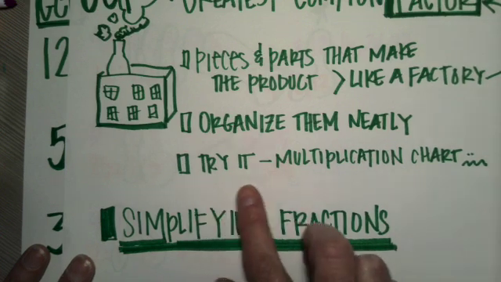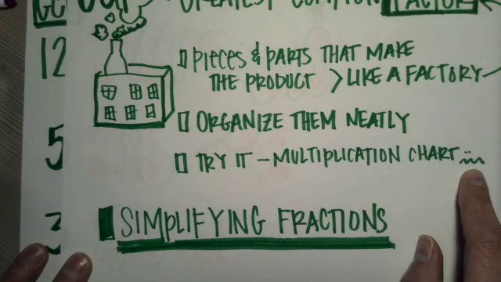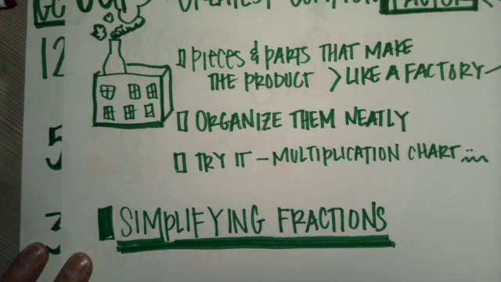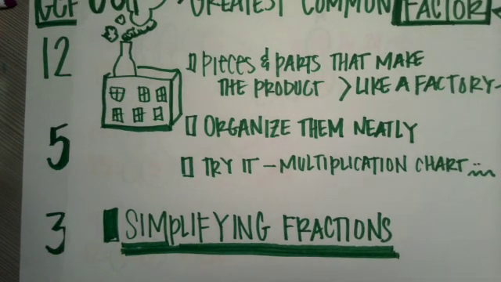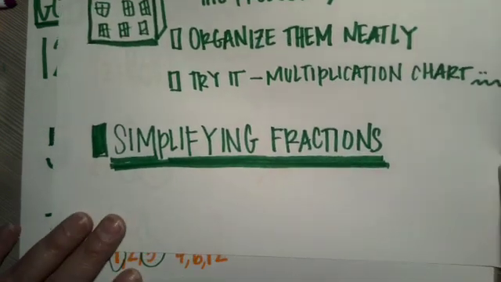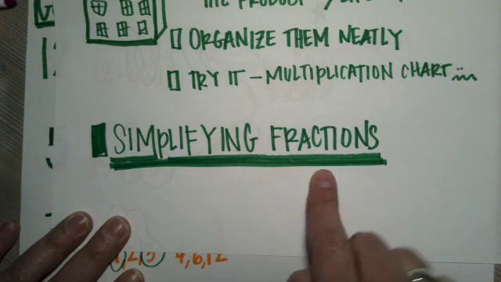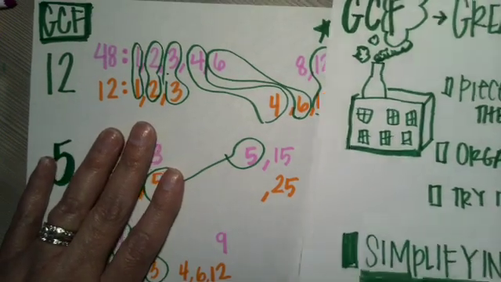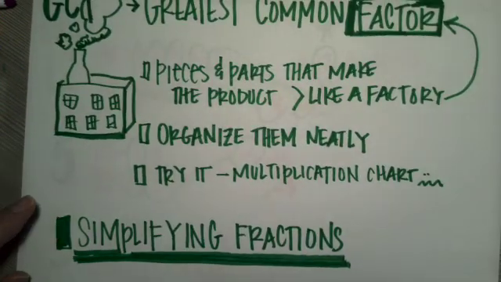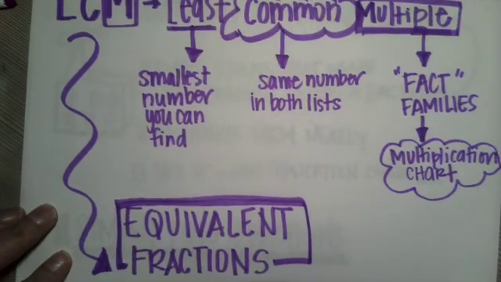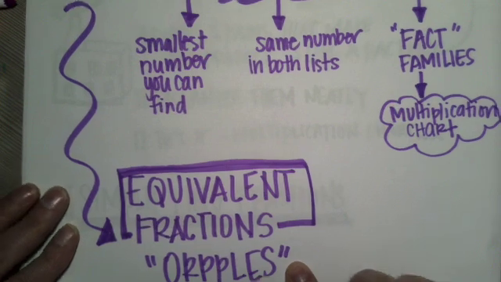And then it says you can try a multiplication chart, but notice my sign. I just don't know that it's going to work because you really just jump all over the place. And I tried to find some patterns, but I wasn't finding them. But the big thing I want you to remember is that when you have to simplify a fraction, this is what you use to help you simplify a fraction. You use GCF for simplifying, and then you use least common multiple for making equivalent fractions, or as we call them in my classroom, ORPLs.